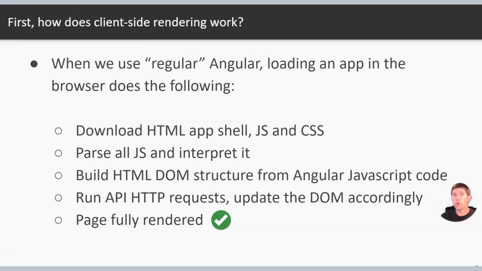Then these components, most likely, are going to make HTTP requests to a server to get some data and update the DOM again to display the data. And then, once all of this is done, our page is fully rendered. So this is what happens when we use a regular Angular application. Every time you display it for the first time in a browser, we go through all these steps one by one. Maybe it sounds slow the way I describe it, and that's on purpose, because it does require doing all of this, and it can be a little bit slower than what we would expect.